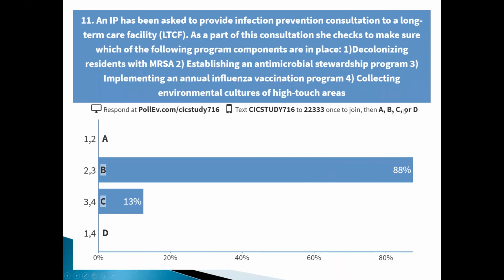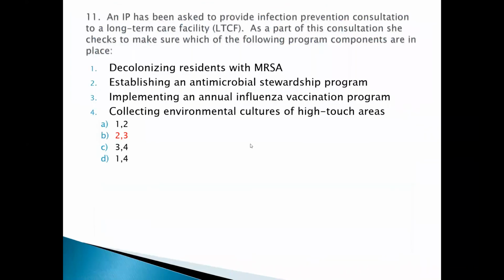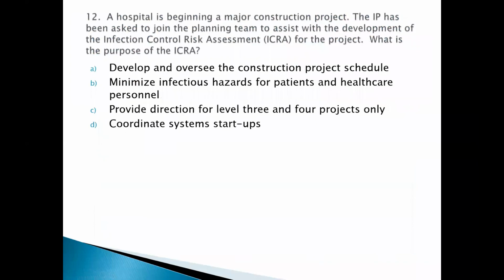Right, most people are going with 2 and 3. That is correct. So let's go to the next slide to look at the correct answer. Shows up a little gnarly. All right, so you definitely want the program components of establishing an antimicrobial stewardship program and implementing an annual influenza vaccination program.